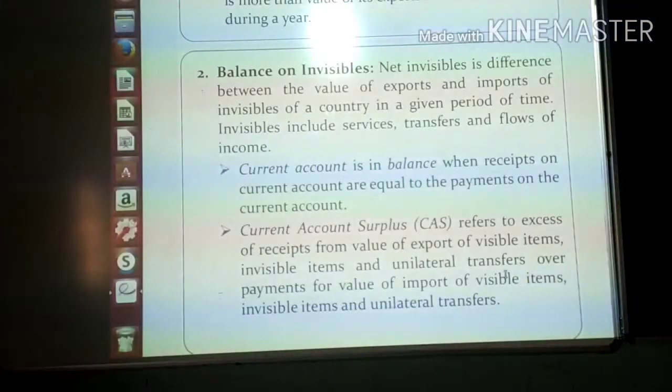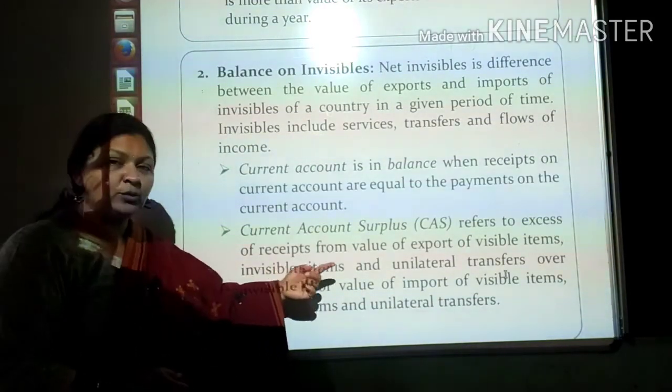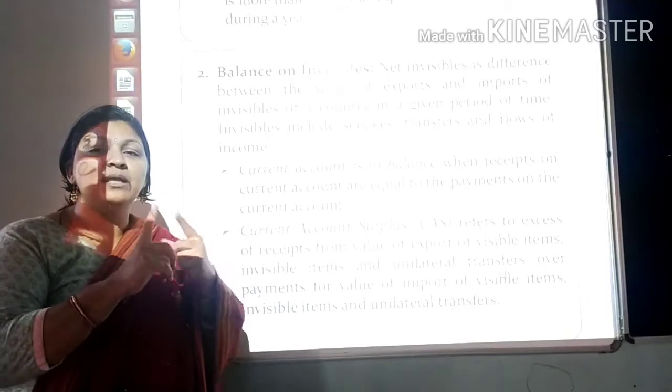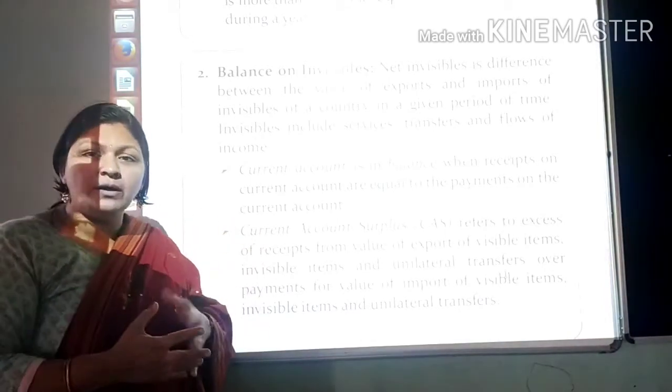Current account surplus refers to excess of receipts from value of export of visible items, invisible items and unilateral transfer. As you know, what is the unilateral transfer? One side transaction just like a gift, already we had seen in this chapter, in macroeconomics terms also, over a payment of value of import of visible items, invisible items and unilateral transfer. It means visible means goods, invisible means services, and unilateral transfer is the transfer payment, which should be one sided, just like a gift, pension fund, like this.